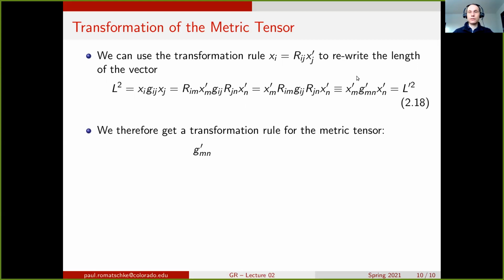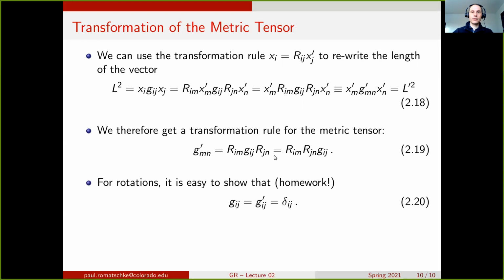So long story short, if we read this together with the original expression over there, we find that we have a transformed metric tensor g prime_mn, which is just given as this particular combination R_im, g_ij, R_jn. Again, we can reorder the symbols because the products are uniquely specified by the ordering of the indices. So we pull the g_ij all the way to the right. And we will use some homework example to show that this particular combination, the rotated metric g prime, is equal to the original metric in Euclidean space, that was just a canonical symbol.